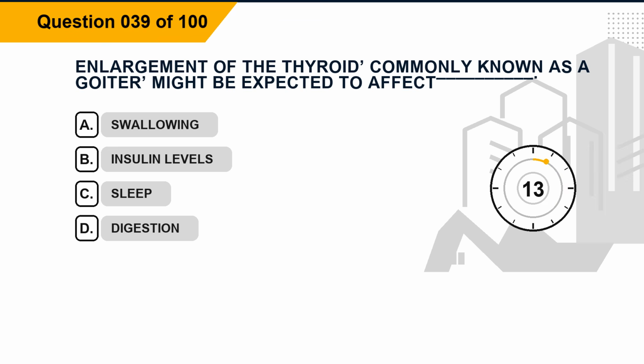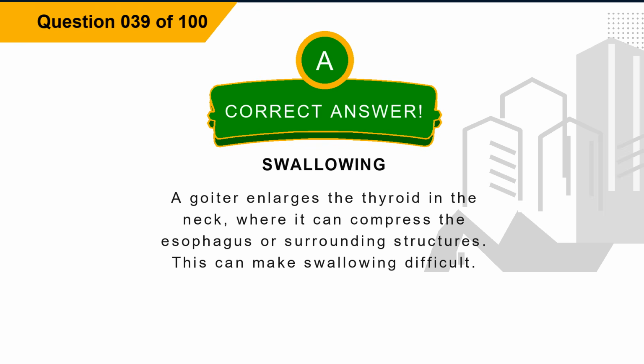Question 39. Enlargement of the thyroid, commonly known as a goiter, might be expected to affect blank. Option A, swallowing. Option B, insulin levels. Option C, sleep. Option D, digestion. The correct answer is option A, swallowing. Explanation. A goiter enlarges the thyroid in the neck, where it can compress the esophagus or surrounding structures. This can make swallowing difficult.